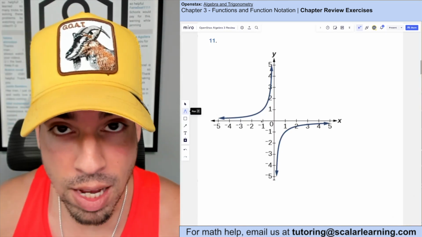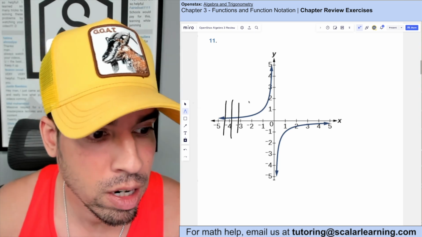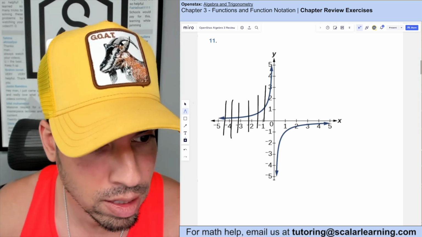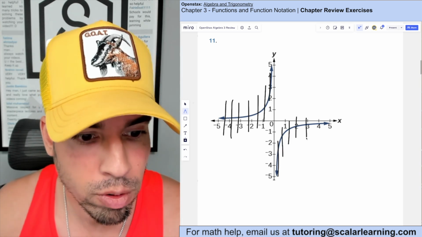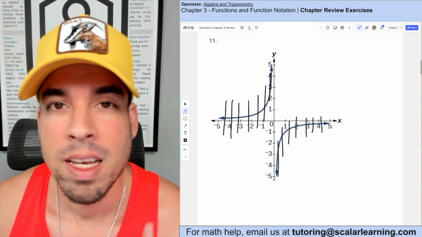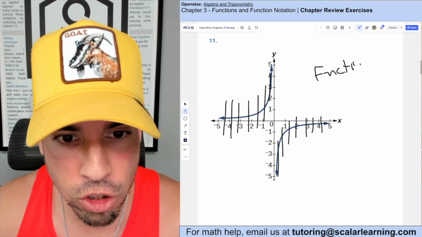Boom, done. So in this question, we're meant to use the vertical line test to see whether or not this relation is a function. And at every point I draw a vertical line. Notice I'm only hitting this graph once. I'm not hitting the relation in 2 or more points, which means this passes the vertical line test, which means this is indeed a function.